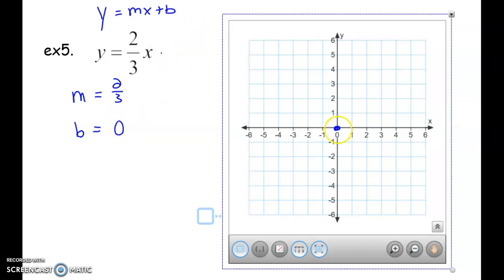So we're going to start at 0, 0. Slope 2/3, rise 2, run 1, 2, 3. They're both positive, so we're going up and to the right. Okay, or we can go down and to the left. Why don't you plot the points that go on the other side? And then go ahead and check them with the board.